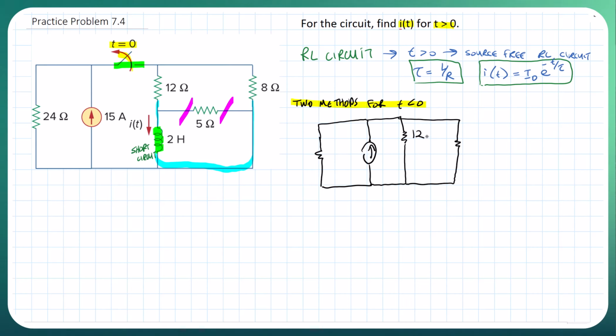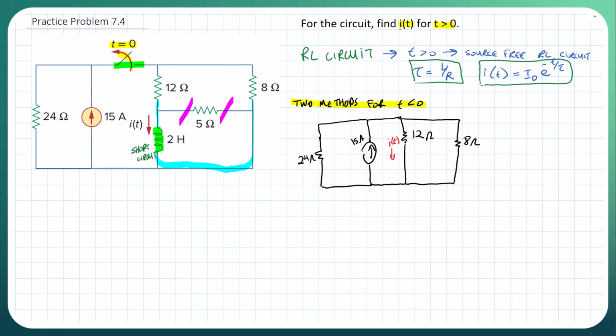So when we redraw this, we can redraw this like this, and now we have 12 ohms here, 8 ohms here. The inductor is gone. We still have our current source here. We have 15 amps here. This is going to be 24 ohms here. So this is our circuit before we open the switch. Let's just keep that on the side there.